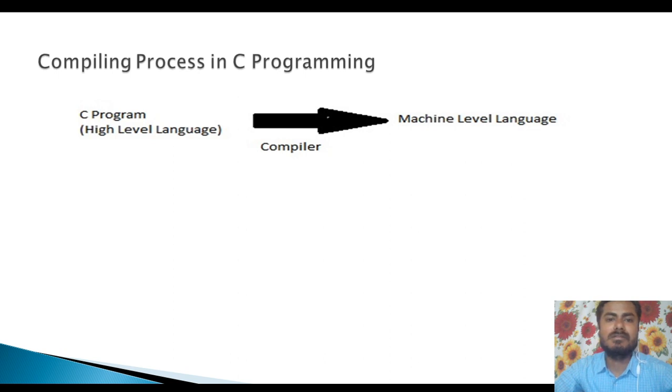So we can see a compiler is a language processor which converts the program written in high level language into machine level language. We write the program in C, that is called the source code, and we compile it and we get the object code, which can be run in the computer system.